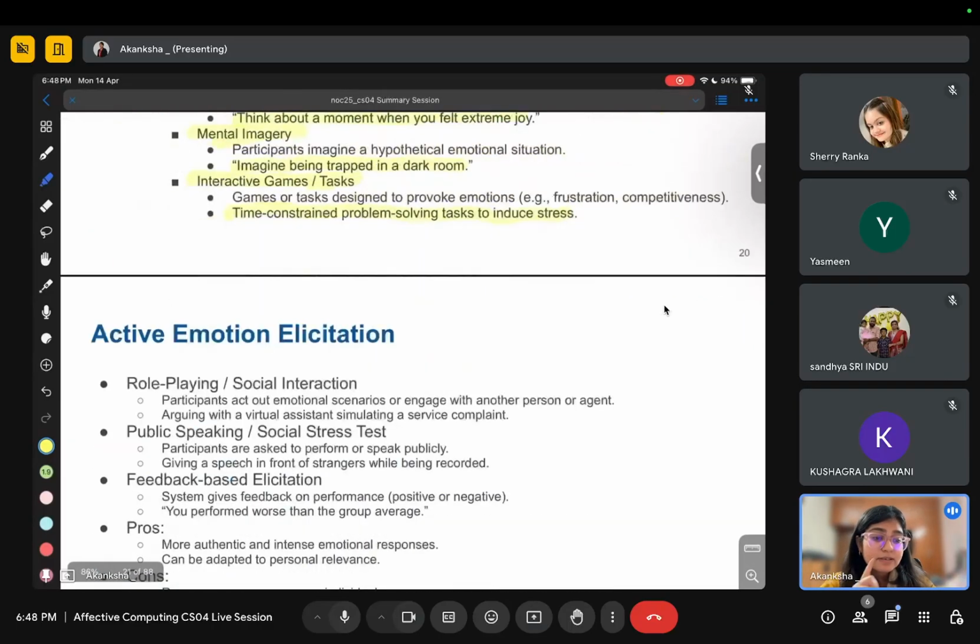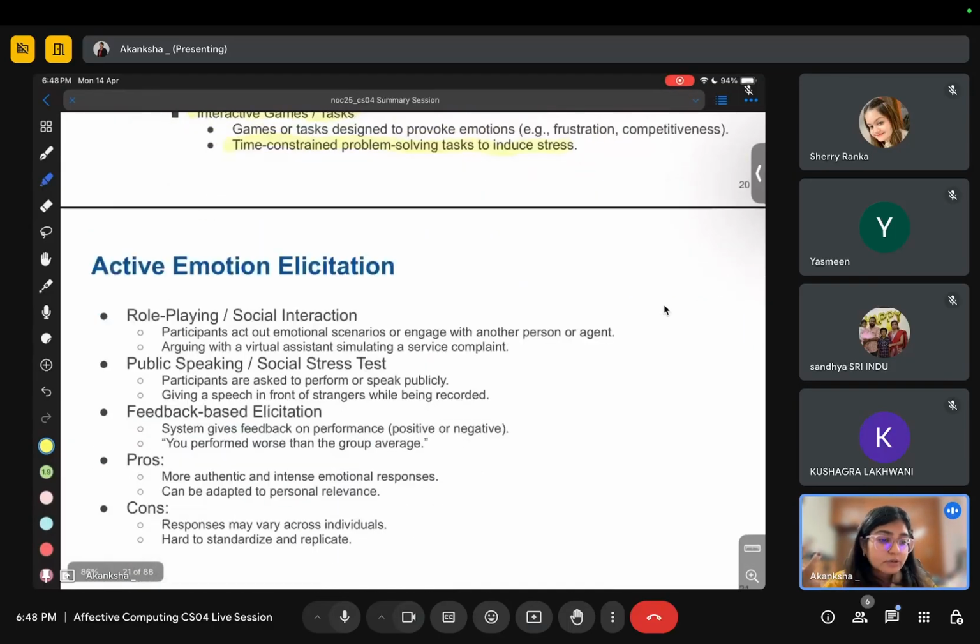And since the person is directly doing the thing that you are asking them, let's say role playing or social interaction. Let's say you want to argue with your friend. When you are arguing with your friend, it represents angry emotion. Then public speaking or social stress.